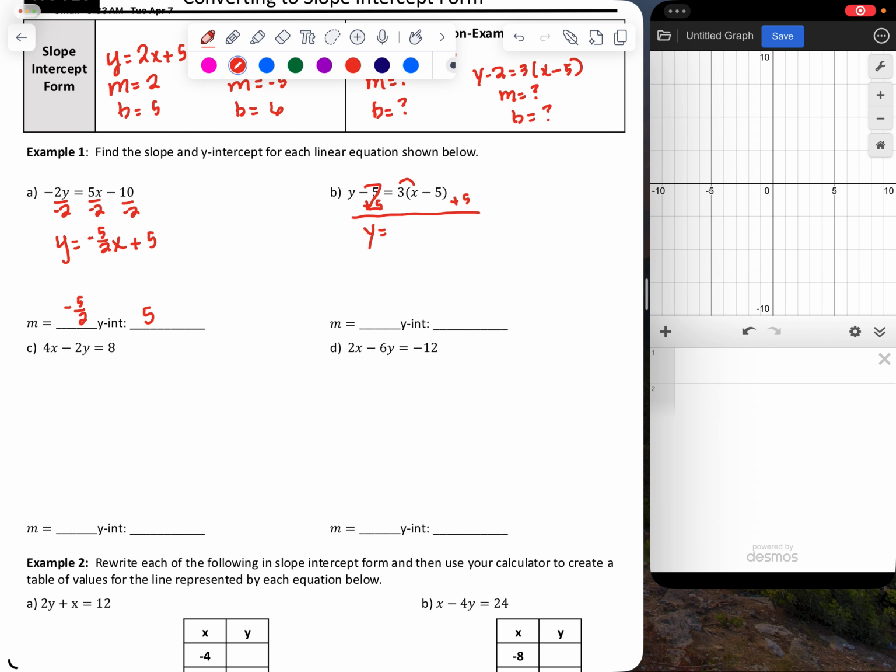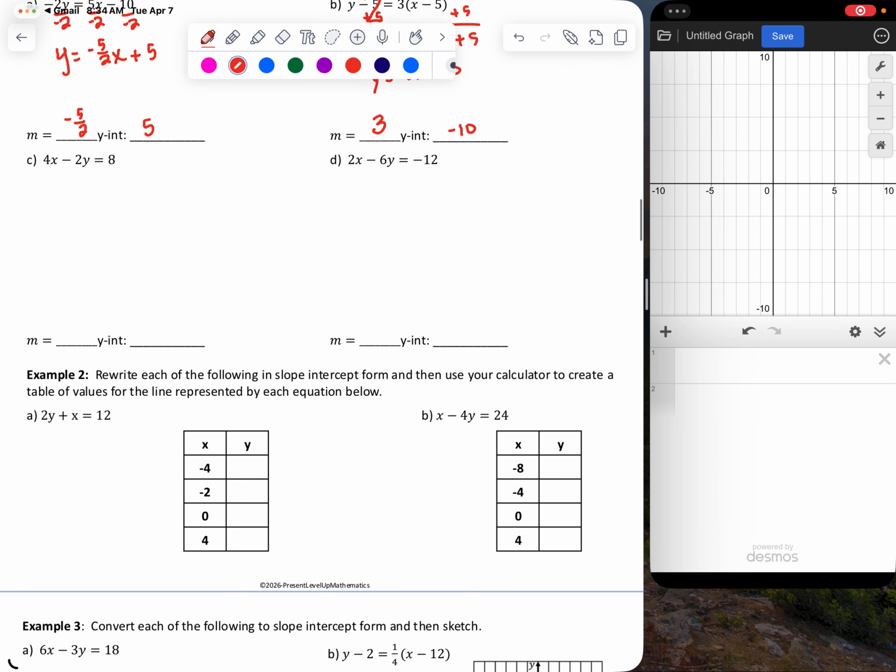Here we'll have to distribute. 3 times x is 3x. 3 times -5 is -15. And then we have plus 5. So now just combine your like terms. Y equals 3x minus 10. So our slope is 3. Our y-intercept, -10.